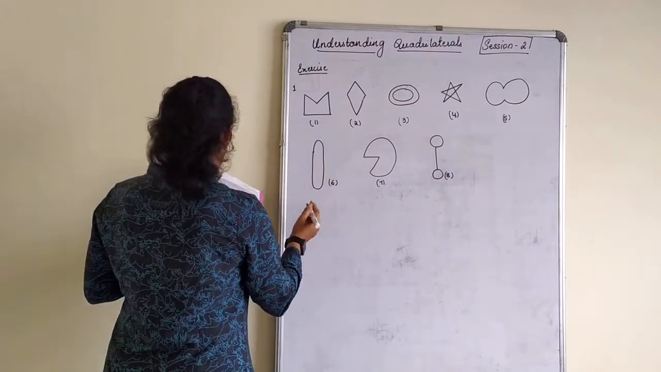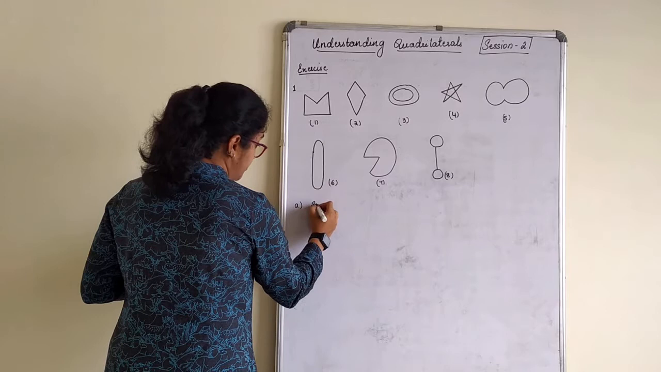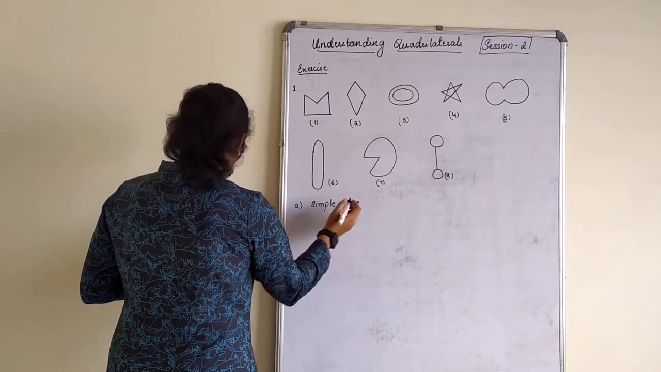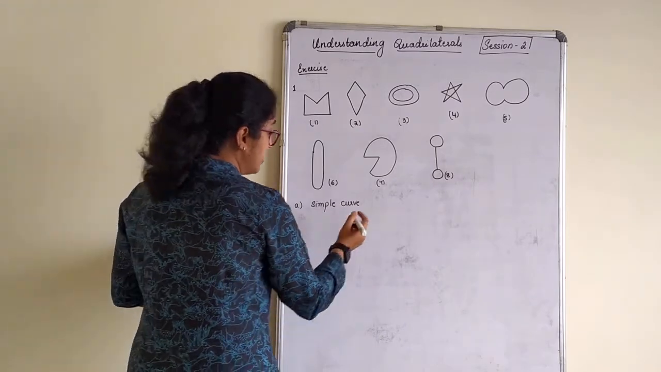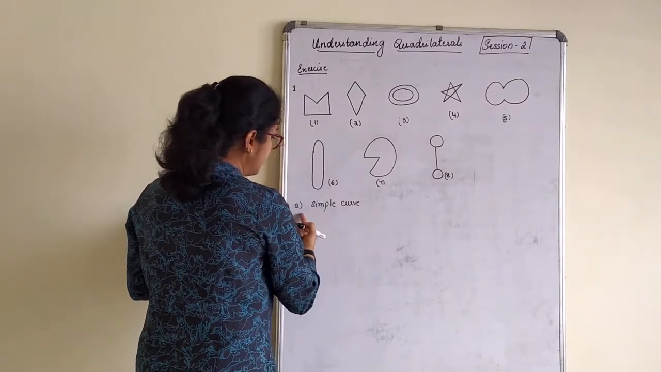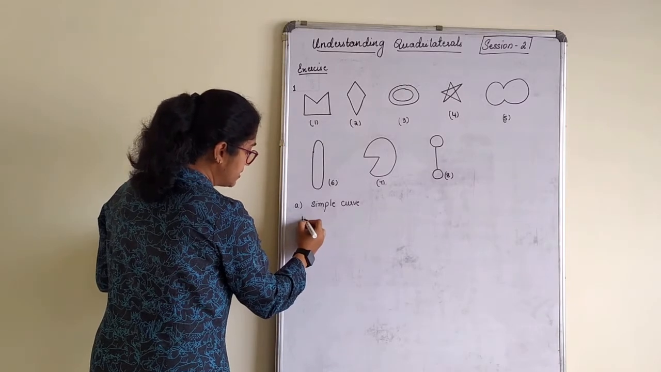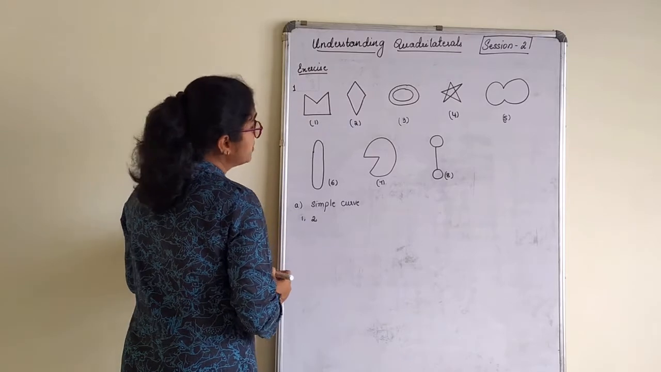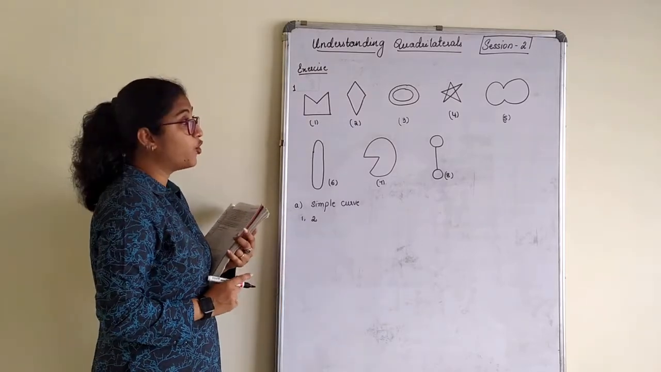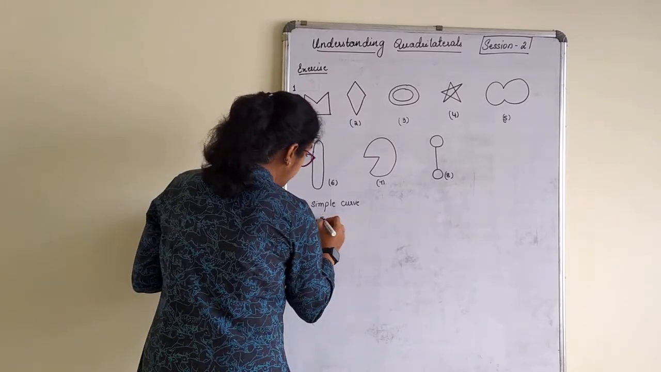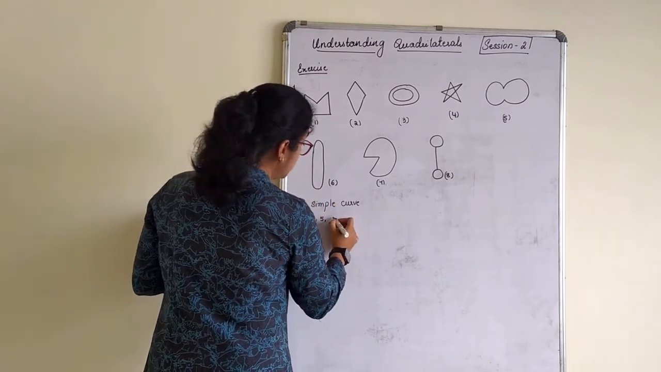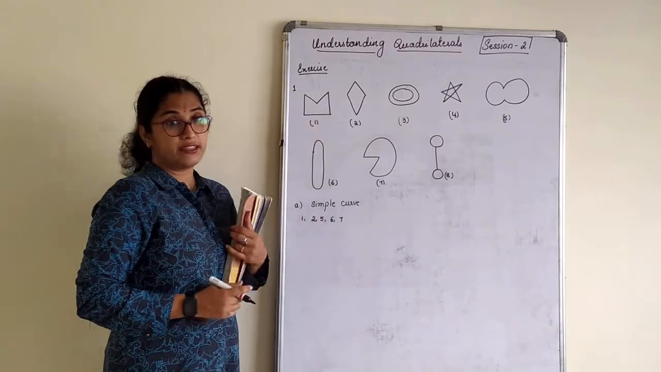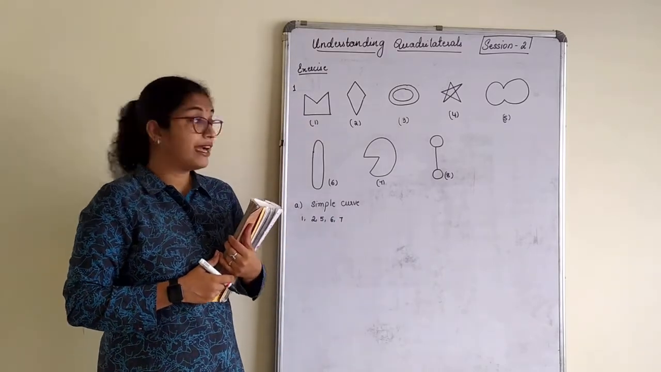So how do you have to answer this? First, when I talk about a simple curve, which all will come under a simple curve? First one will come under simple curve. We write simple curve and we write the numbers. Number 1 will come, 2 will come, yes. 3, no. 4, no. 5 will come, yes. 6 will come, yes. 7 will come, yes. Why not 8? My question is, why not 8?